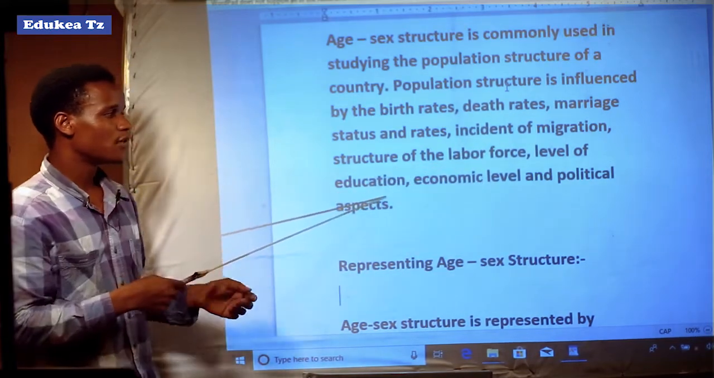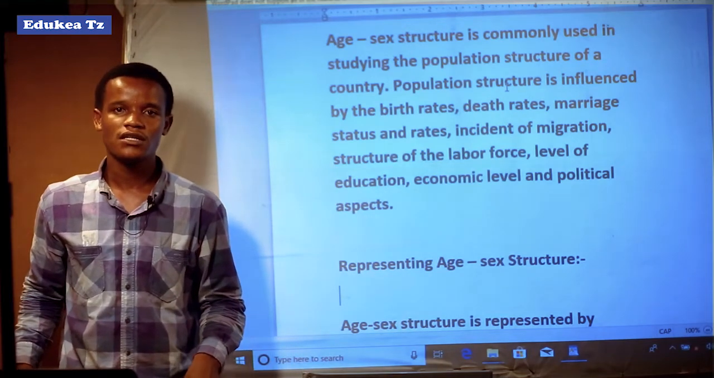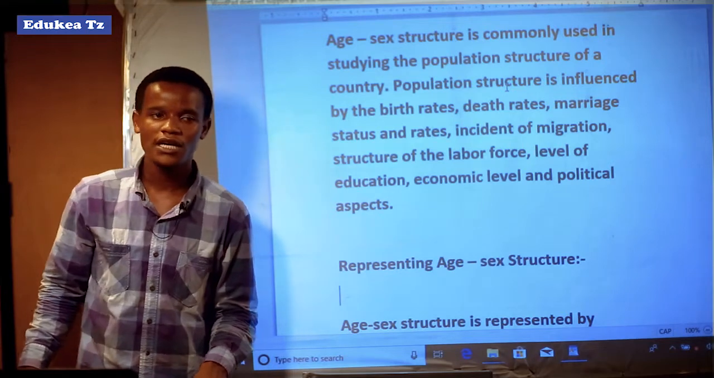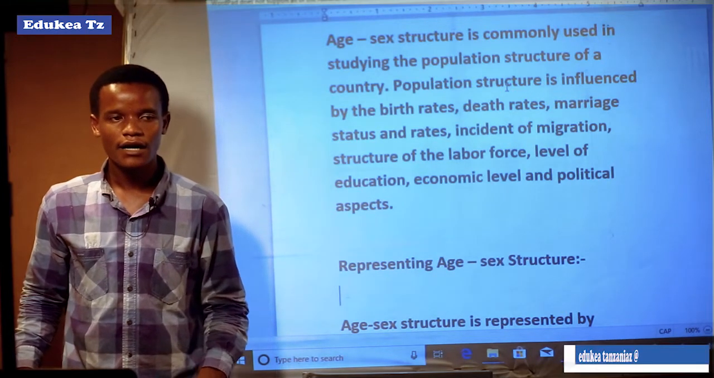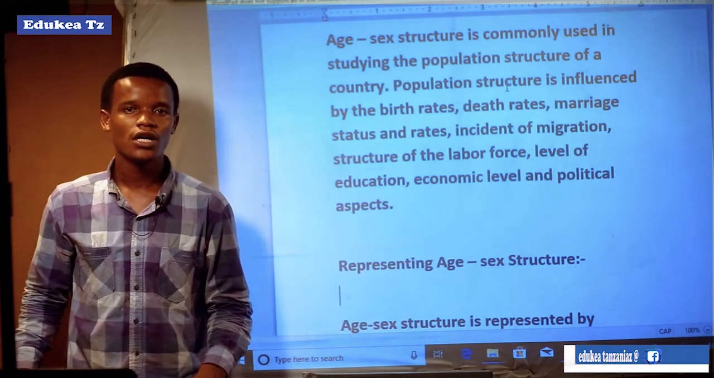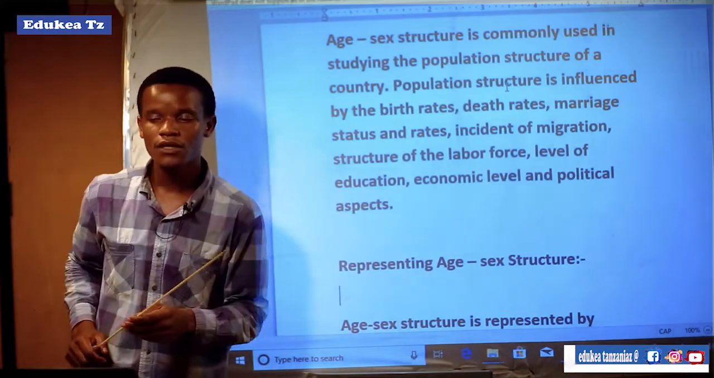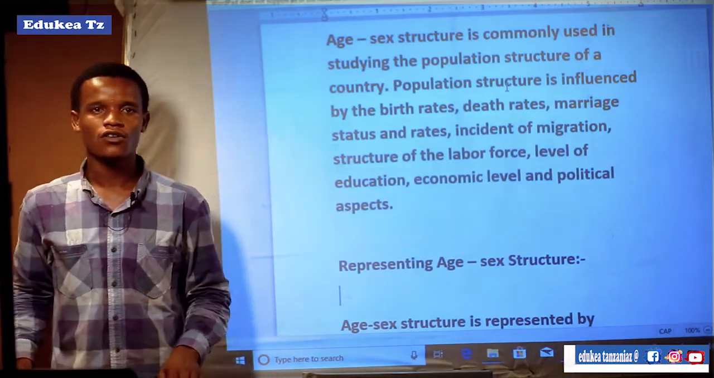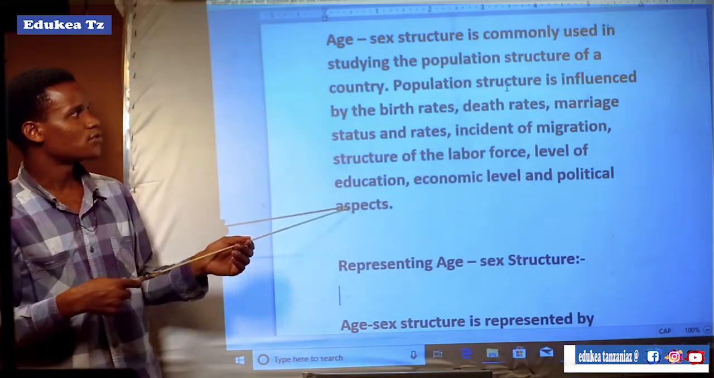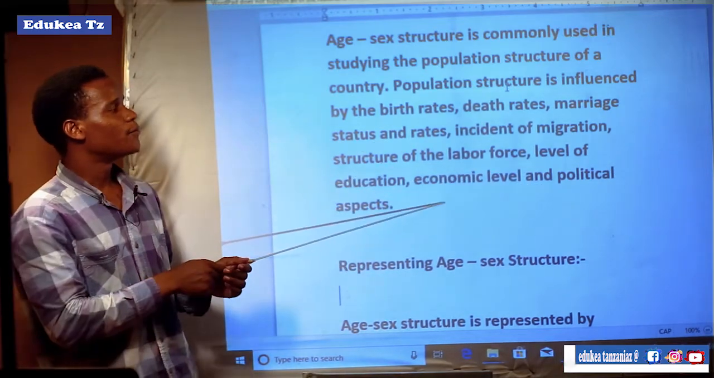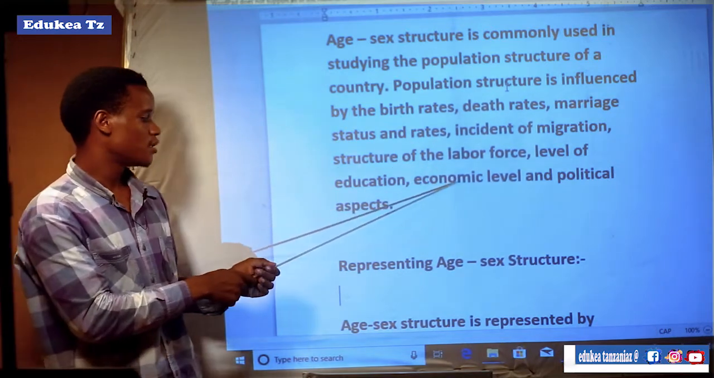Level of education: people tend to differ in level of knowledge and skills. Not all people in society have the same level of education, so people differ according to their level of education. Another is economic level, where people differ in terms of economic status, as well as the political aspect. So even the political aspect is among the influences on population structure.